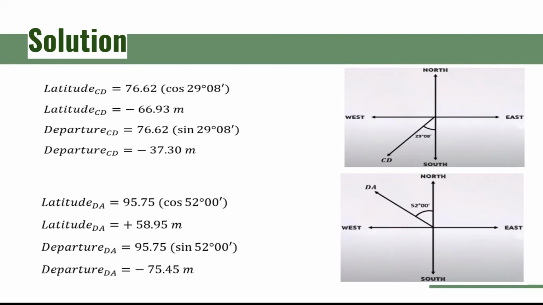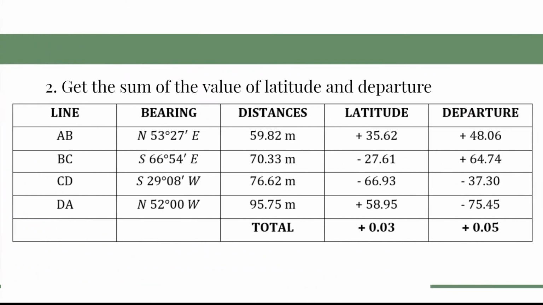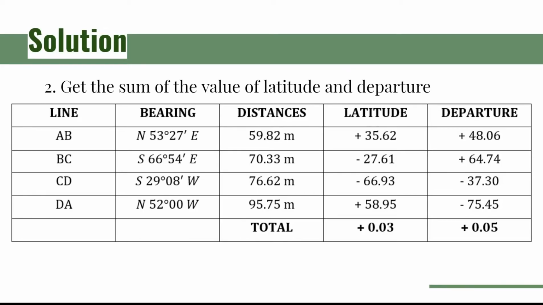The latitude of DA equals 95.75 times cosine 52 degrees 0 minutes, which equals positive 58.95 meters. The departure of line DA equals 95.75 times sine 52 degrees 0 minutes, which equals negative 75.45 meters. The next step is to get the sum of the values of latitude and departure.